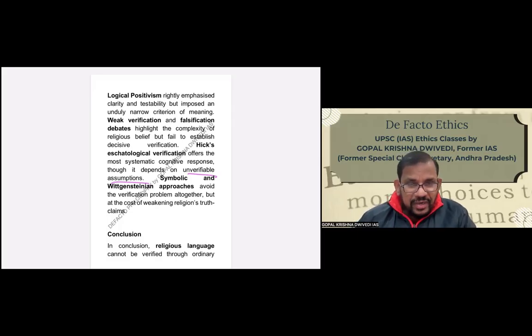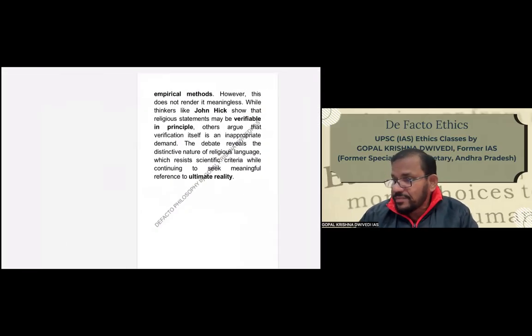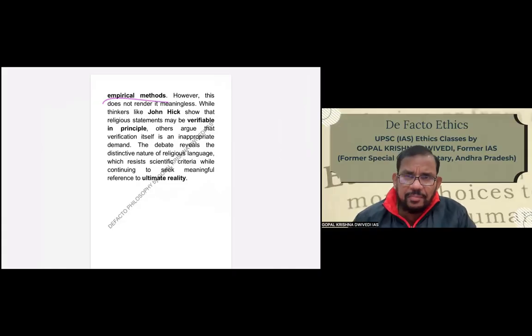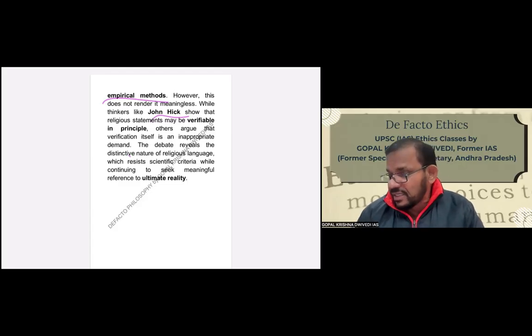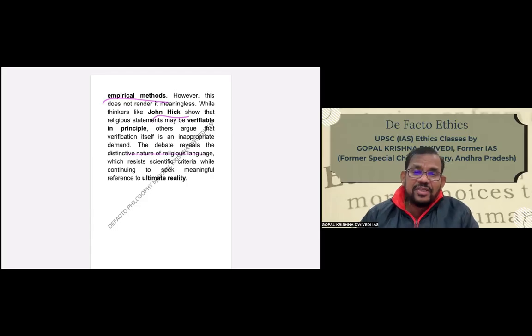Now, in conclusion, religious language definitely cannot be verified through ordinary empirical methods. This is an accepted fact. However, this does not render it meaningless. While thinkers like John Hick show that religious statements may be verifiable in principle, others argue that verification itself is an inappropriate demand. So this debate reveals the distinctive nature of religious language, which resists scientific criteria while continuing to seek meaningful reference to ultimate reality.